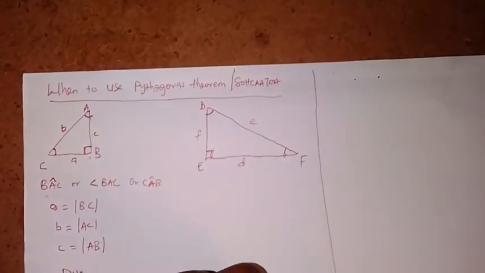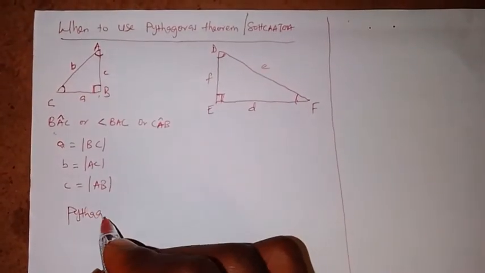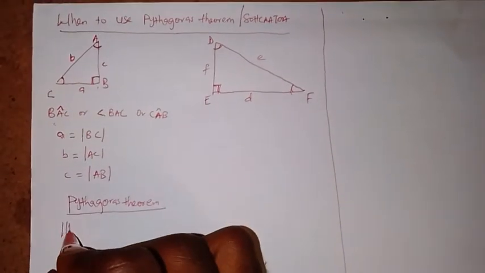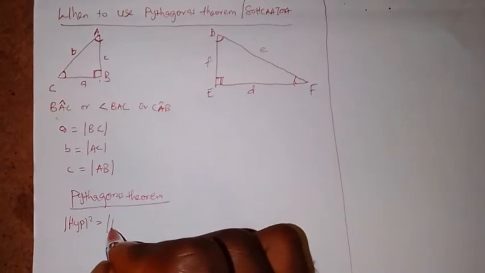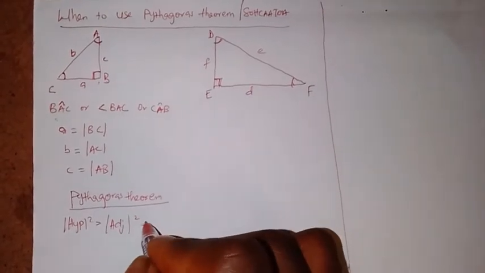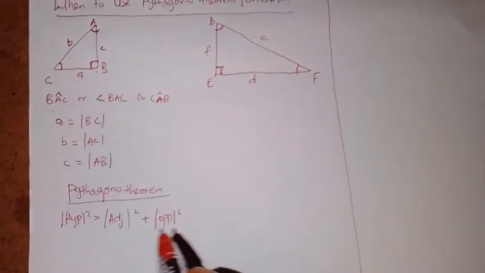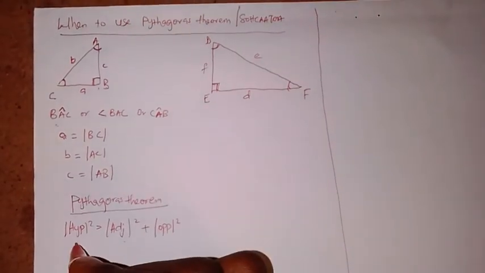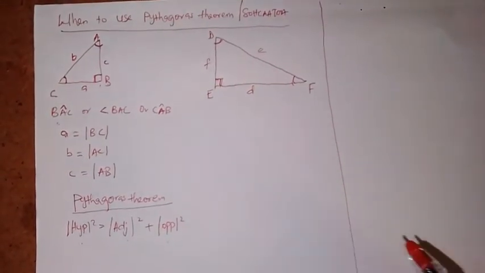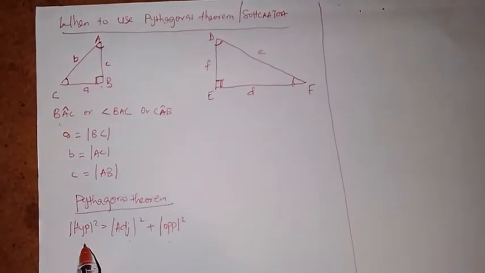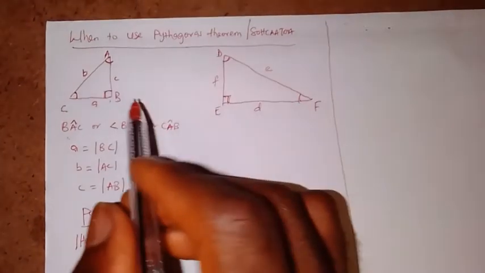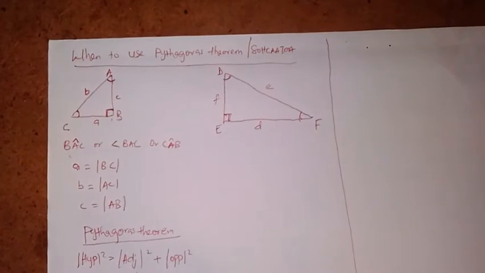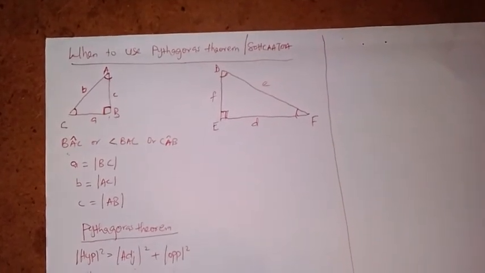For Pythagoras theorem, we have the formula: hypotenuse squared equals adjacent squared plus opposite squared. Now, how do I identify my hypotenuse, adjacent, and opposite? The first two you need to identify are your hypotenuse and opposite, after which the last side represents your adjacent. Your hypotenuse is the side opposite the right angle. So I'm going to have b squared equals a squared plus c squared.